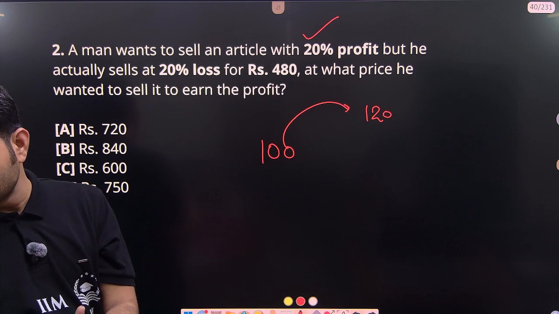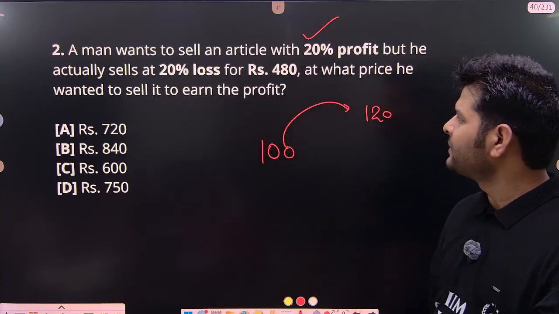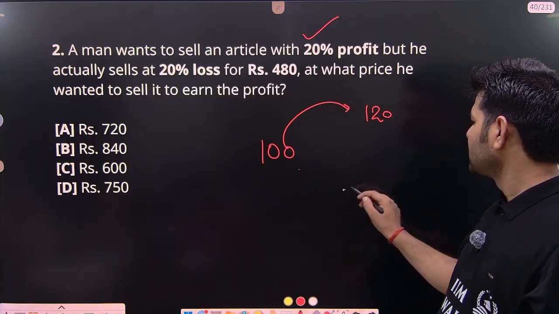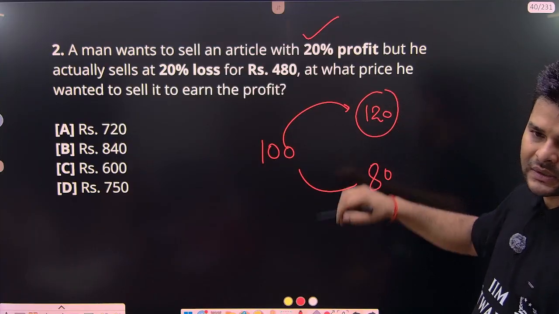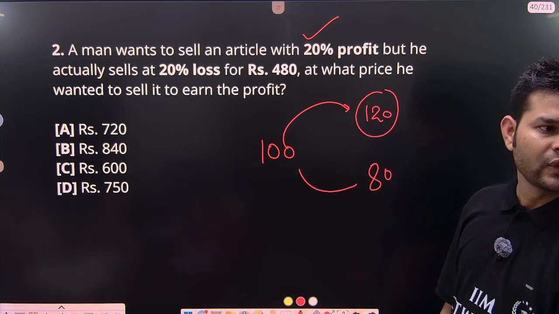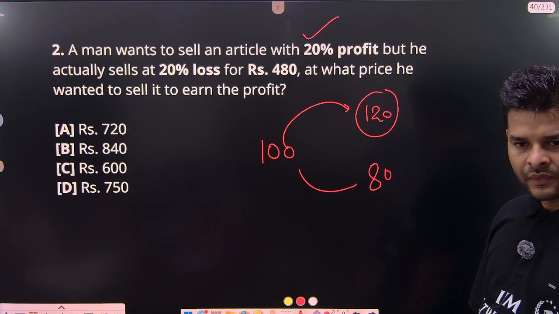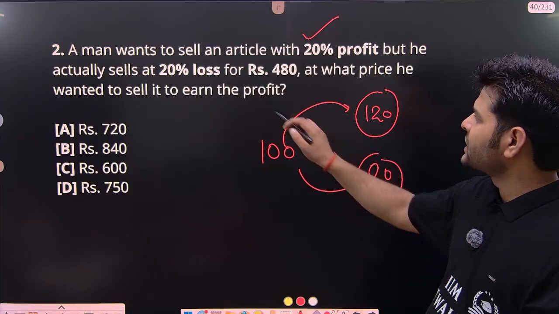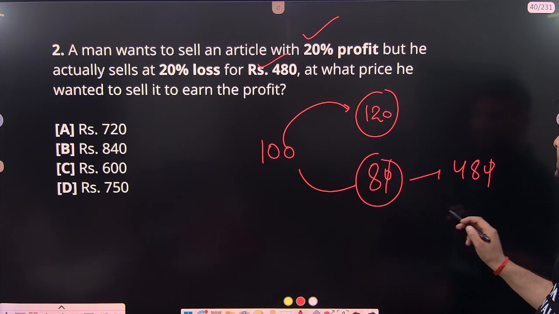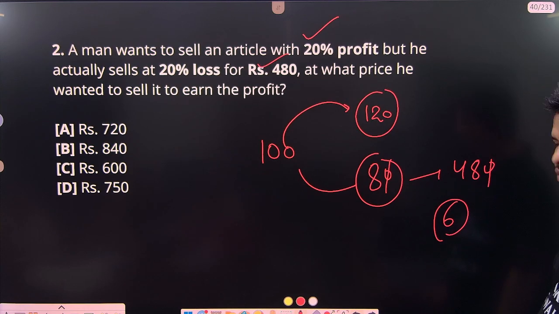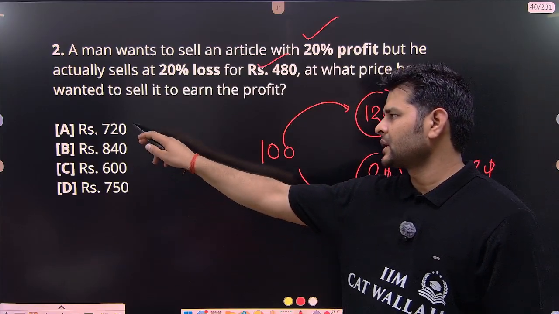But in compulsion, or in some worse or opposite circumstances, he sold his item at 20% loss, meaning 80 units. So the question is, if he had sold at 120, what would have been the cost price? So 80 units represent 480. What would be the value of 1 unit? 6 only. So what would be the cost of 120 units? 720. This is the correct answer.